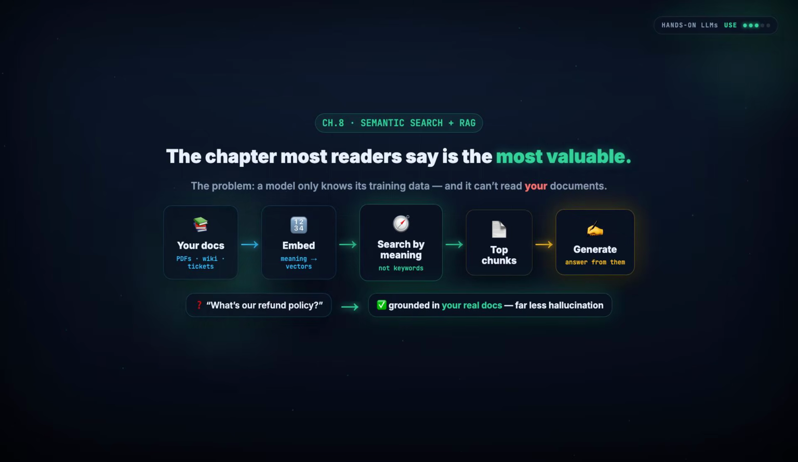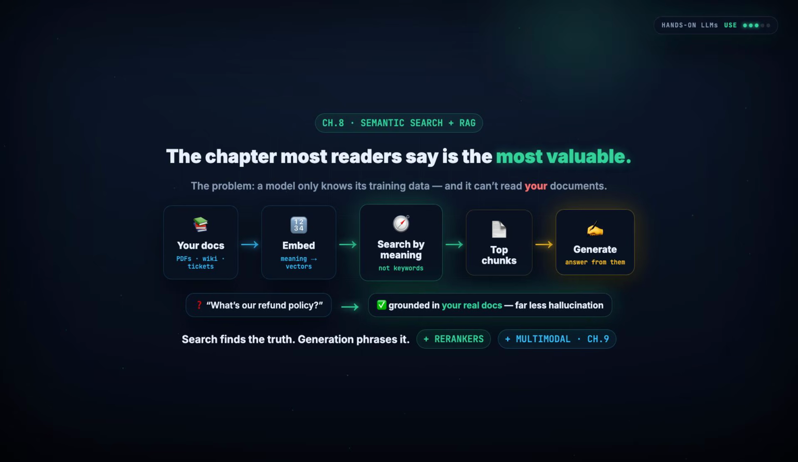Remember, meaning becomes geometry. When a question comes in, instead of matching keywords, you search by meaning and pull back the chunks that are actually relevant. Then, and this is the trick, you hand those chunks to the generative model and say, answer using these. Suddenly, the model can talk about your data, your company, today's information, and it's far less likely to make things up. Search to find the truth, generation to phrase it.